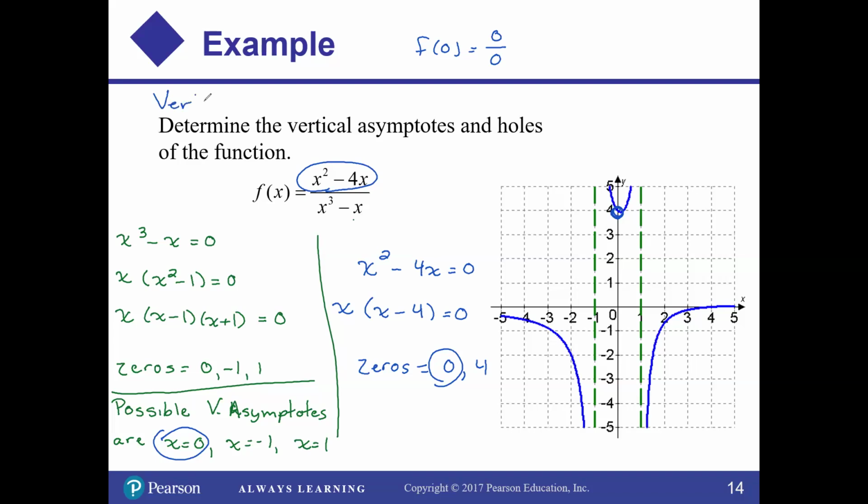So my vertical asymptotes are x equals negative 1 and x equals 1, and then I have a hole at x equals 0.